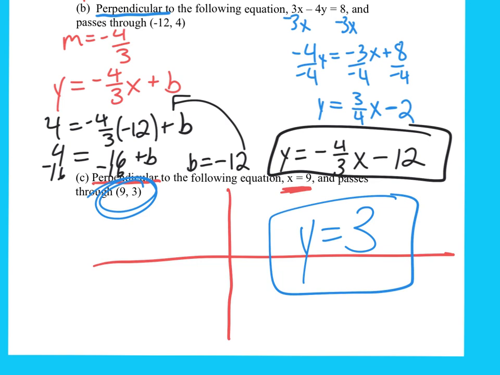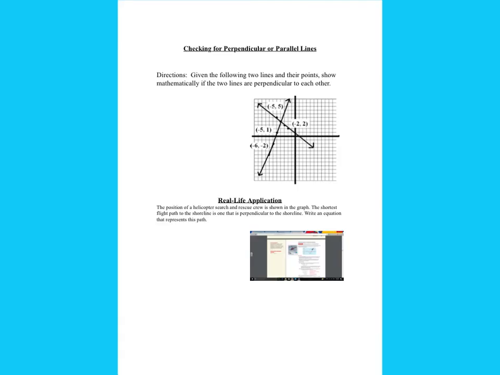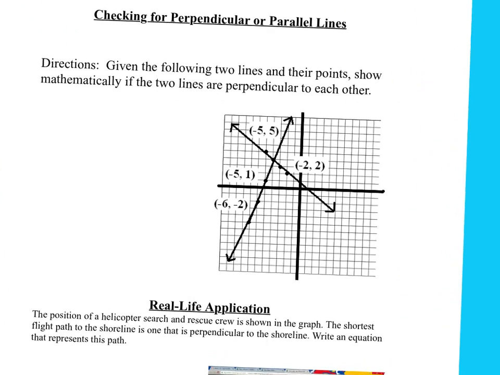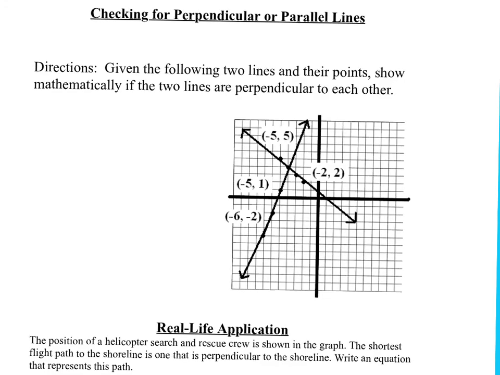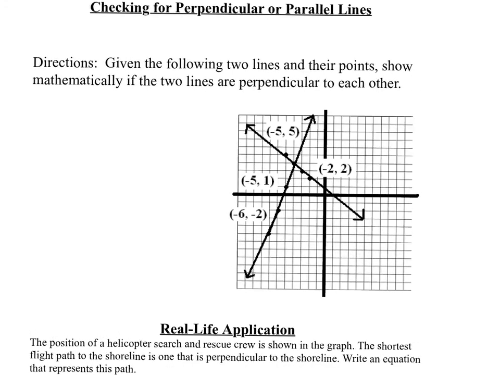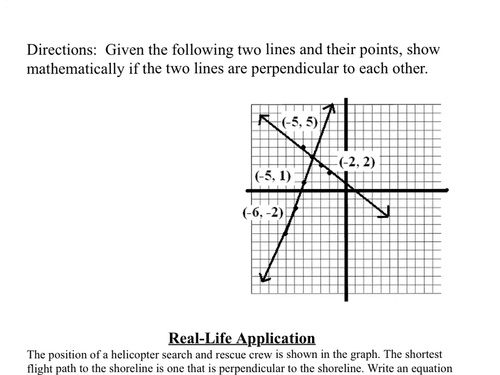Questions on that? Last question for today. We're going to skip the very last one, but we still got to talk about this one. If I gave you two lines on a graph, how would I tell if they're perpendicular or not? What do you got to find? You got to find the slope. Good, Ryan. Let's find the slope of these two lines.